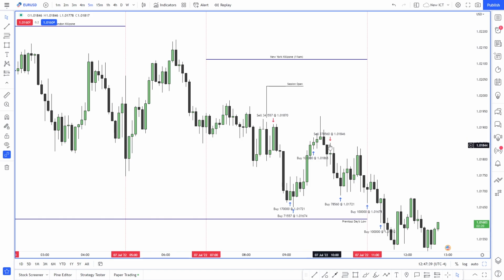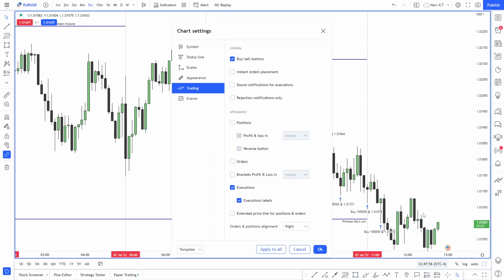Another sell here on the 5-minute fair value gap. Continuation lower. Some partials, aggression higher. Aggression lower again, some partials here, and then final close was on previous day's low. And that's pretty much the 2 trades that I took and how they were managed.